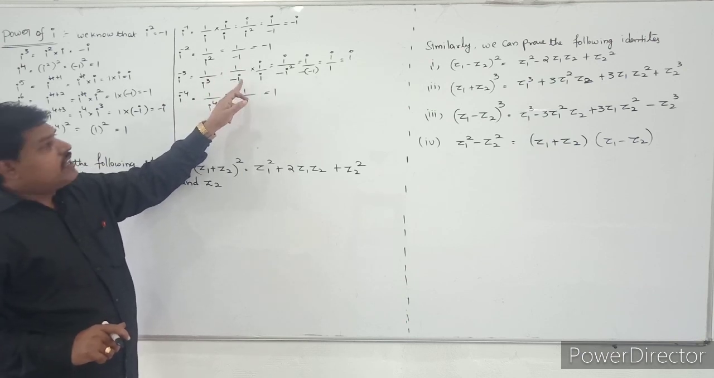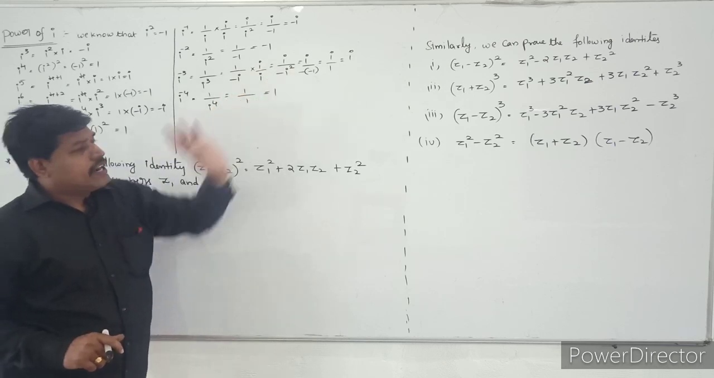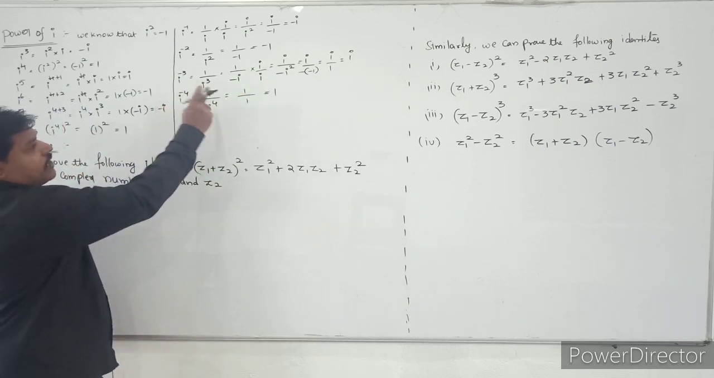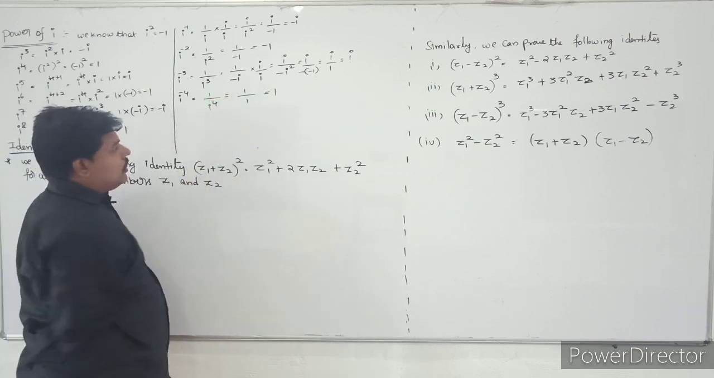In the denominator, I is there, so just rationalize with I. Just multiply and divide with I, so you will get an I value. I power minus 4 is 1 by I power 4. I power 4 value is 1, so it will become 1 only.